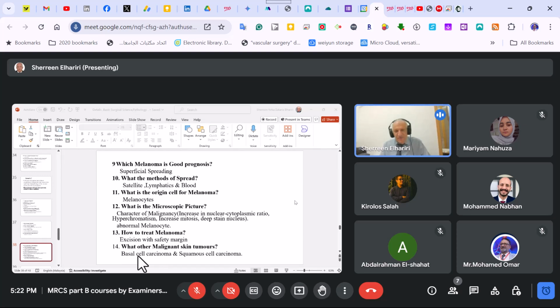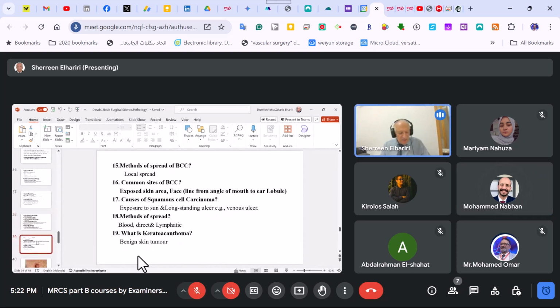Okay. So what is the method of spread of basal cell carcinoma? Local invasion, but doesn't metastasize because it is locally malignant. Okay, good. After that, what is the common site of the basal cell carcinoma? Usually occurs at some exposed area like face and hands. Yeah, what is the common site of the face? It is a line from tragus and angle of the mouth.